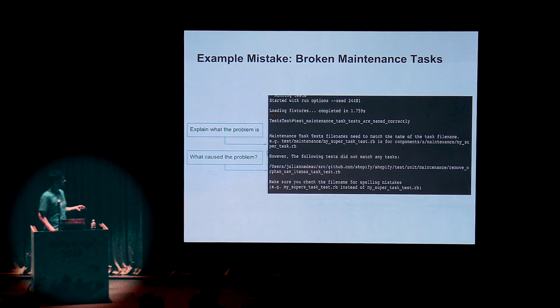However, in this part, we tell them what didn't match. And you might notice right away that the name is remove orphan nav items with two S's, task. What you'll be able to point out from here is that I have two S's here by mistake. And that might not be caught because it's not called out to them. And so this also specifically calls out, make sure you check for spelling mistakes, like that double S. And what this means is that we can no longer push that broken code into production.